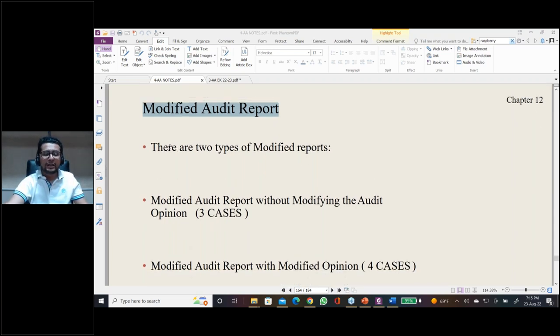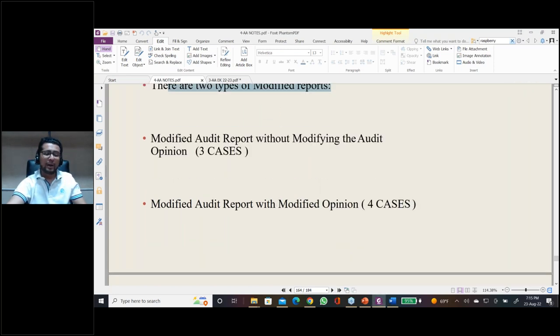Now, as I told you earlier, there are two types of modified audit report. Number one, modified audit report without modifying the audit opinion. So the auditor would say that the financial statements are reflecting a true and fair view, but still, the audit report would be a modified report. The auditor would still say, yes, the financial statements are reflecting a true and fair view. No exception, no if, no but, no nothing.